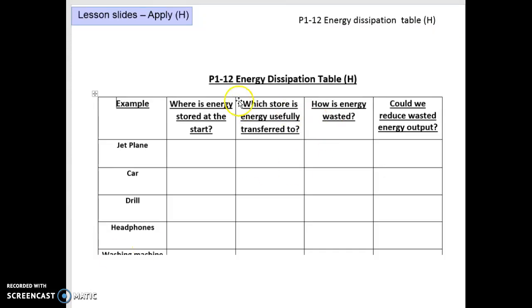Here is a higher table. Okay, so you're thinking about where the energy is stored at the start, where the energy is transferred to, how the energy is wasted, and how we could reduce the wasted energy. So have a go at that one. I'll put the mark scheme attached to this lesson.